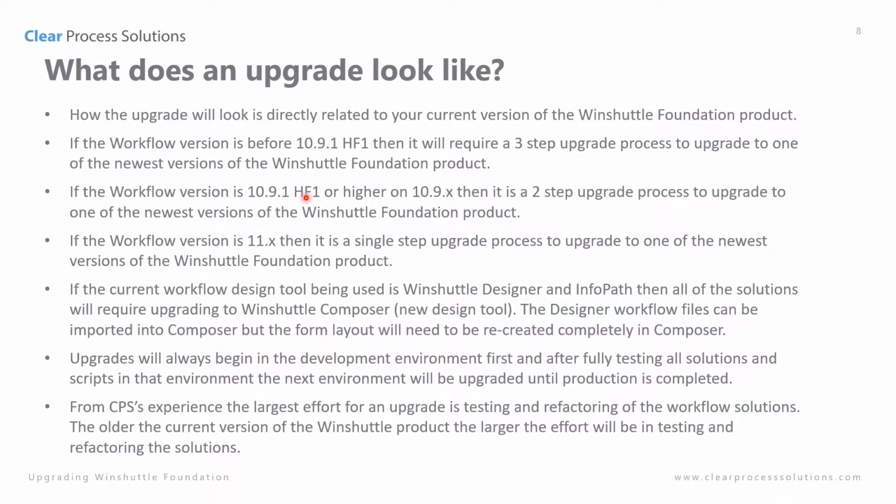If you're already on 10.9.1 hotfix 1, of course, then it's just 2 steps. So you have to do the version 11 interim and fully upgrade the product there. And then we would have to do the next version that you're trying to get to there. So that's the 2-step. And then, of course, if you're already on 11 dot something X here, it's just a 1-step process there. So you're just doing an upgrade. So you upgrade every product. So that's the difference between the different versions and what impact that makes.